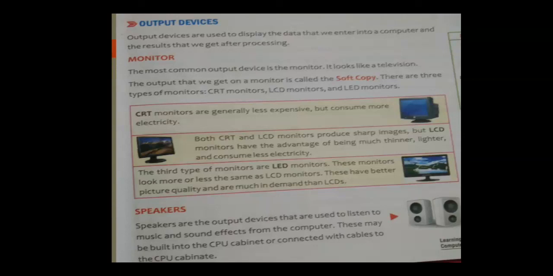CRT stands for cathode ray tube. LCD monitor. LCD stands for liquid crystal display. And LED. LED stands for light emitting diode. It is the thinnest monitor and uses less electricity. Speakers are the output device that is used to listen to the sound from the computer.